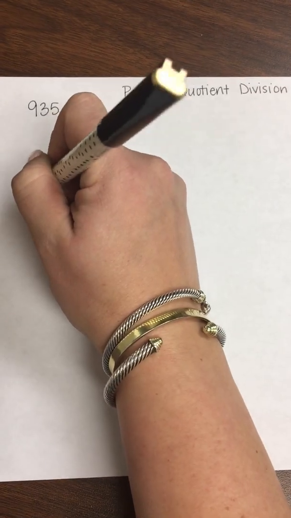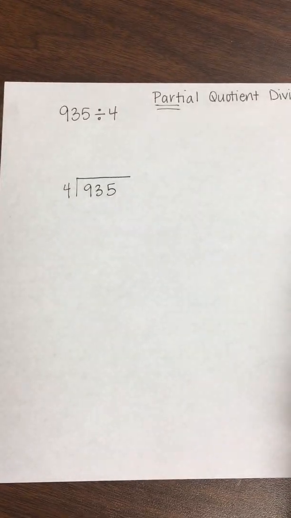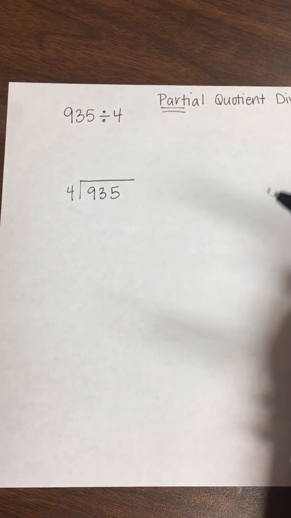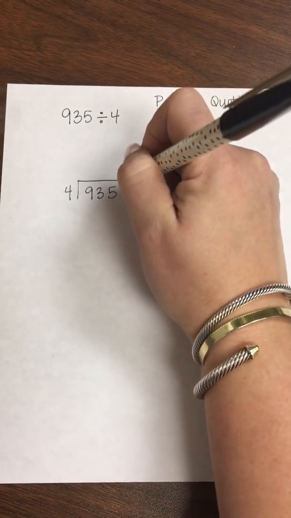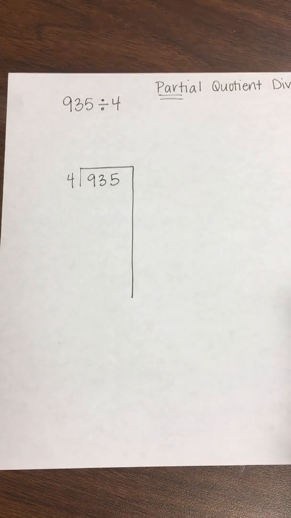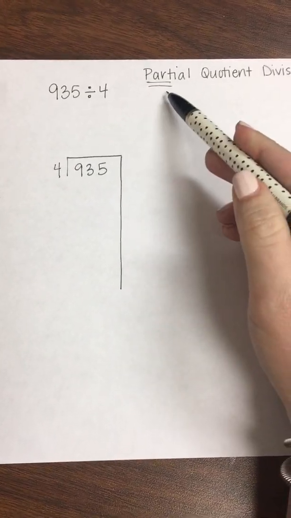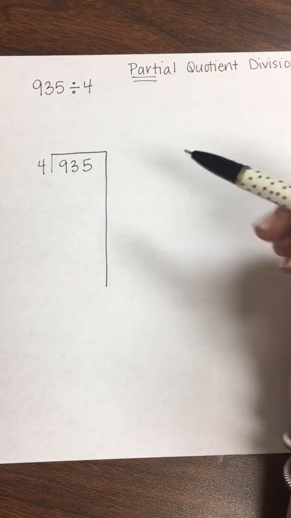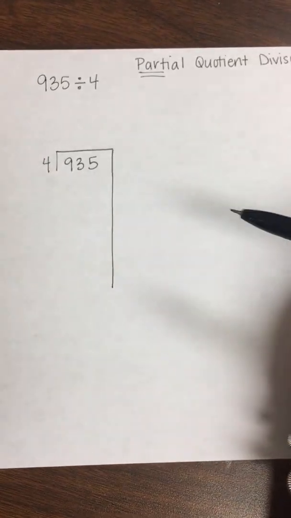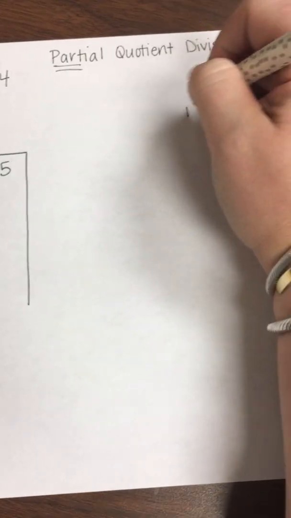You would still set the problem up the same way that you're used to seeing. 935 going in the big house and with a divisor of 4 on the outside. Some people call this method hangman because when you set up the problem, you make it look like a little hangman. All of our work is going to be done on the outside here in small little parts, one small part at a time.